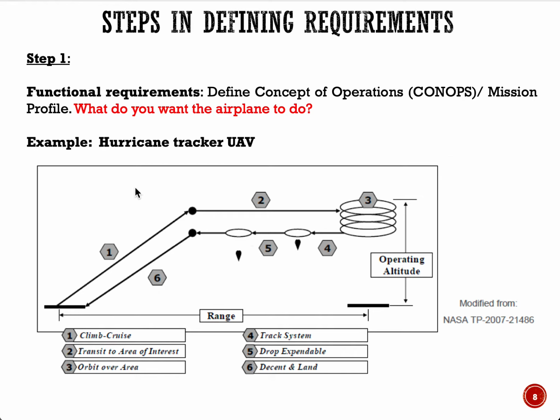So this is just an example of what the airplane must do, right? This Hurricane Tracker UAV. These all basically answer the question: what do you want the airplane to do? So similarly, you have to set a functional requirement for your aircraft, right?